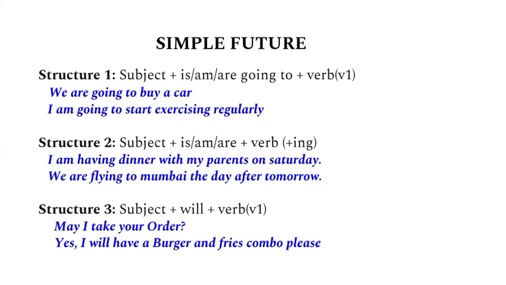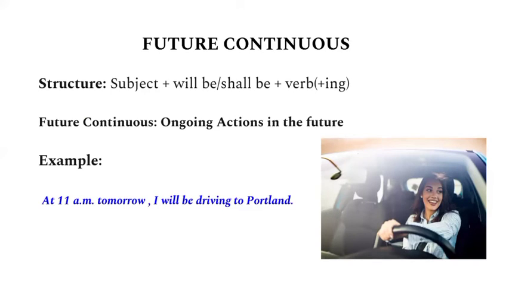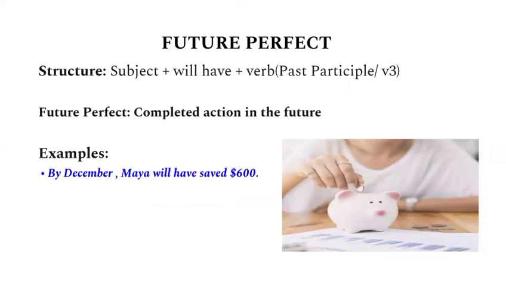Let's move on to future continuous tense. We make the future continuous tense with a subject plus will be plus verb-ing. For example, at 11 a.m. tomorrow, I will be driving to Portland. So tomorrow at 9 a.m. in the morning, I'm going to start driving to Portland. It will take me many hours to get there. But at 11 o'clock, I will be driving. So future continuous tense expresses an action that will be ongoing or in progress at some point in the future.